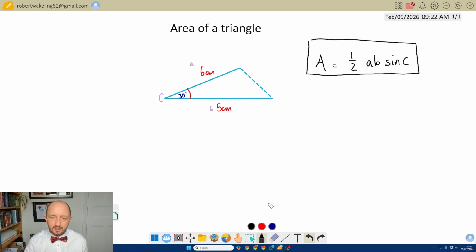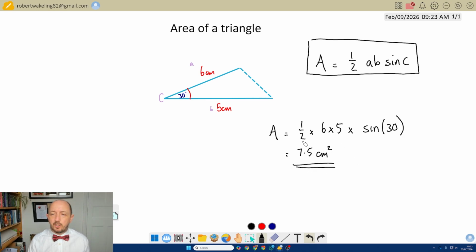regardless of what the question is actually all about. And then we can just do half times a times b. It doesn't matter which way around you do these, 5 times 6 or 6 times 5, and then we multiply by sine 30 degrees. You stick that all in your calculator and it gives you an answer, 7.5, I think, centimeters squared. So half times 6 times 5 times sine 30, close the brackets off on your calculator just in case it gives you an error, and that should give you 7.5, I think.